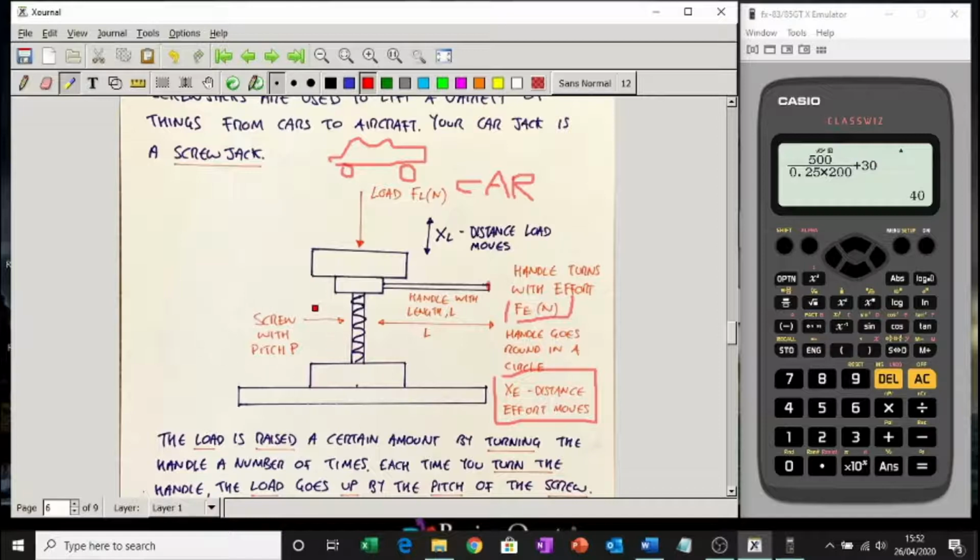The screw jack will have a pitch P, so we can say that every time we turn the handle in a circle, the load will go up distance P, which is that distance there.